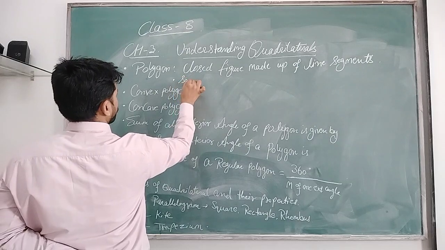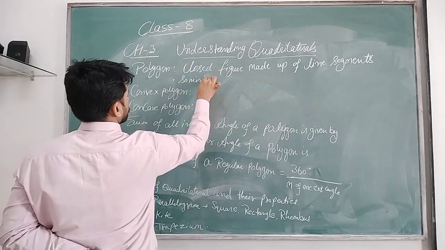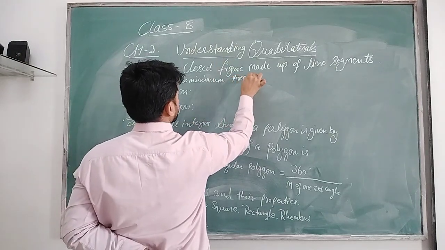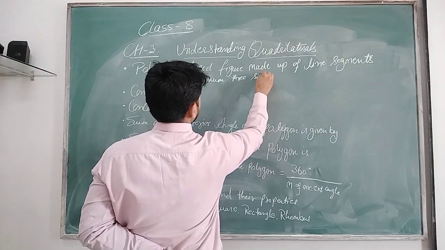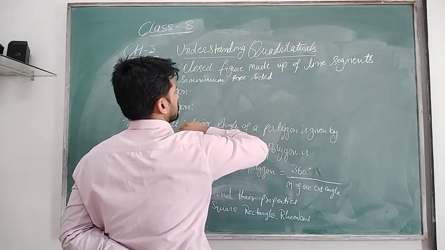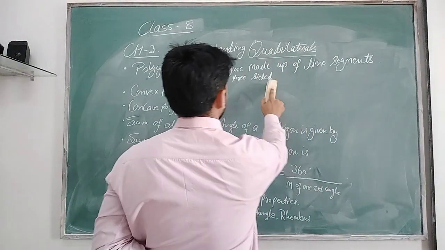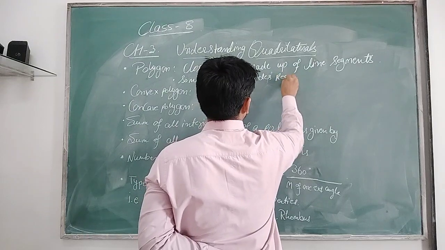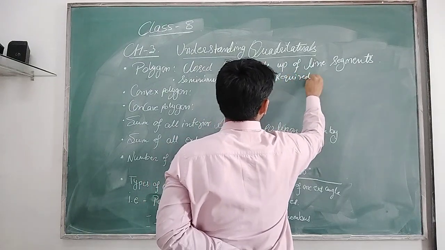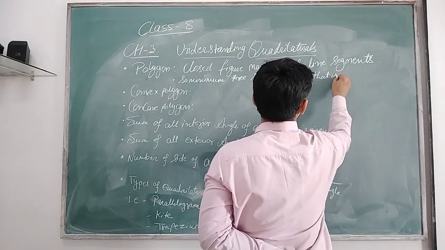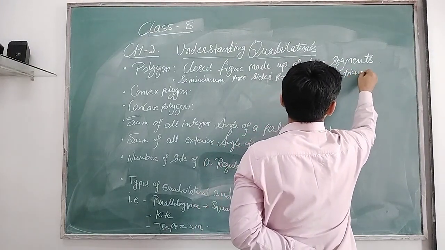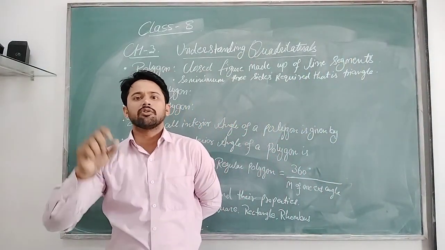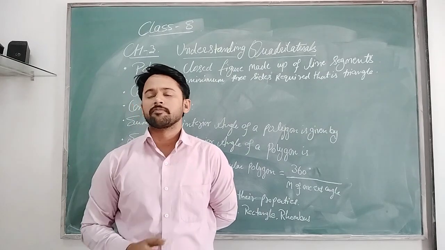So minimum three sides are required, that is a triangle. So a triangle also can be called the smallest polygon.